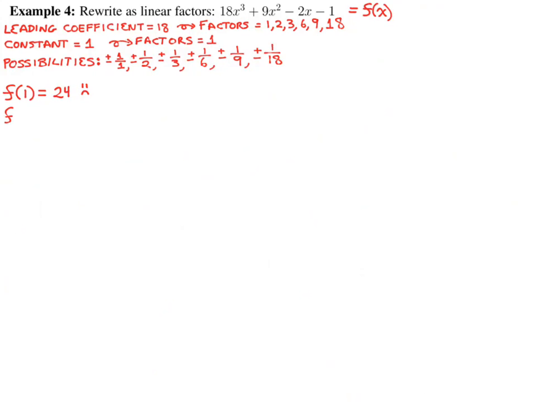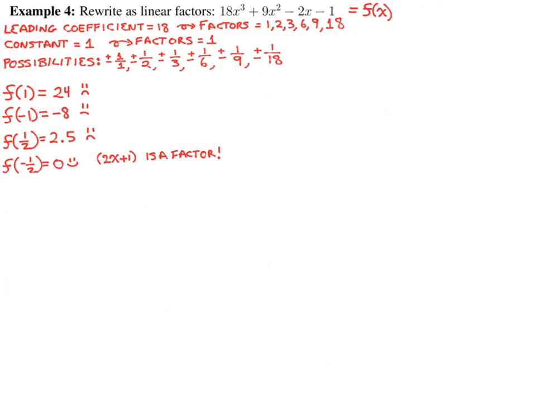But so f of 1 is 24, no good. F of negative 1 is negative 8, no good. Let's see, f of a half. This is kind of tedious to do, entering into the terrible calculators. Although it still works. Yeah, 2.5. That's no good. Negative a half. Let's get 0. Hey, look at me. Okay, so that means 2x minus 1. I'm sorry. So sorry. 2x plus 1 is a factor.